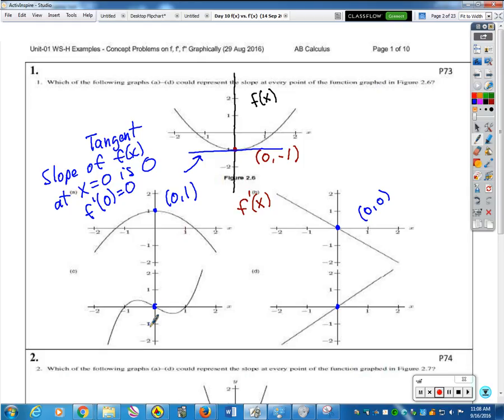Next thing. The easiest way to proceed now, find the zero slopes first. That's the best first step.